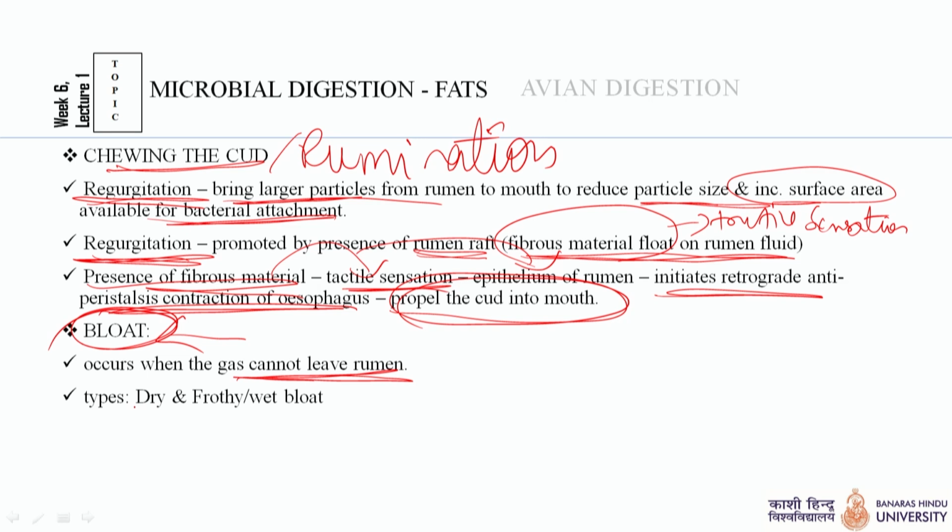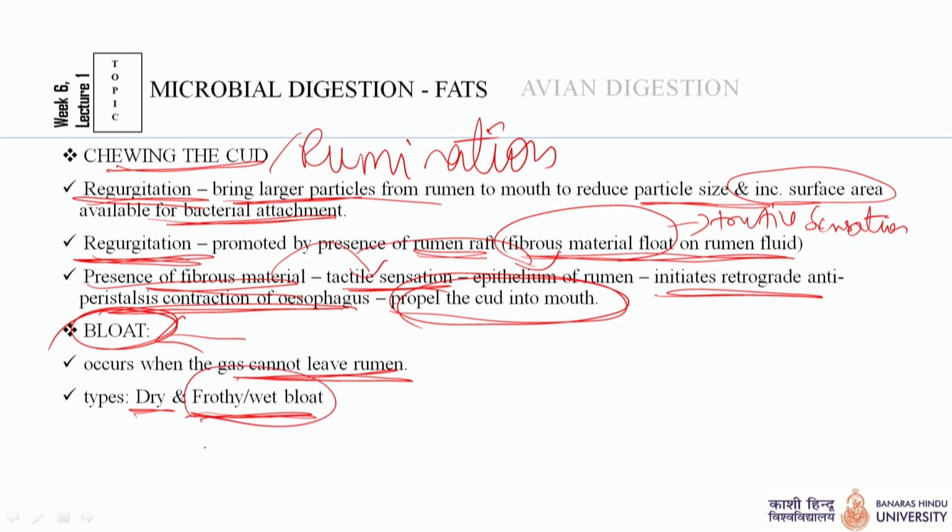If it cannot escape, it will lead to two types of bloat conditions in ruminants. One is dry bloat, and another is frothy or wet bloat. Dry bloat means simply there is a blockage in the esophagus or in some part of the tract. Because of that, the gas could not escape, which leads to dry bloat. If we remove or correct that blockage, it will be relieved immediately, and the animal will be normal.